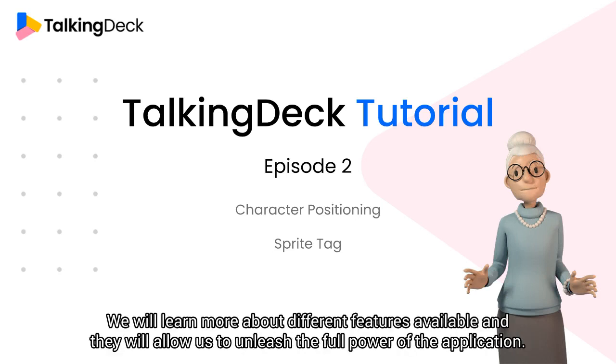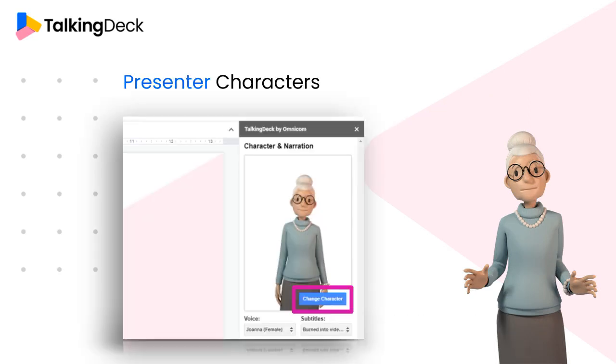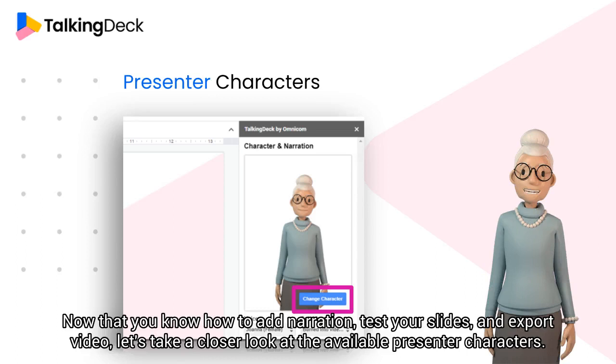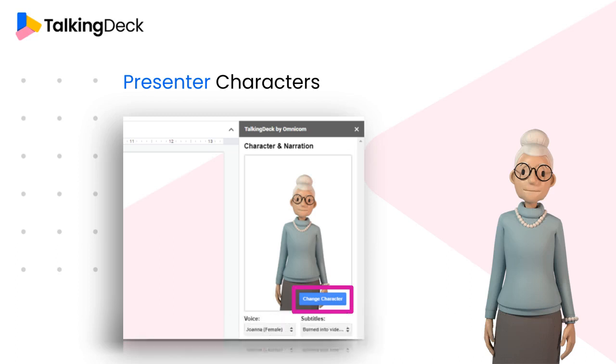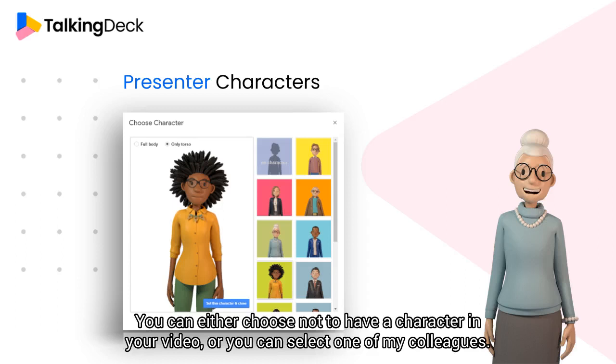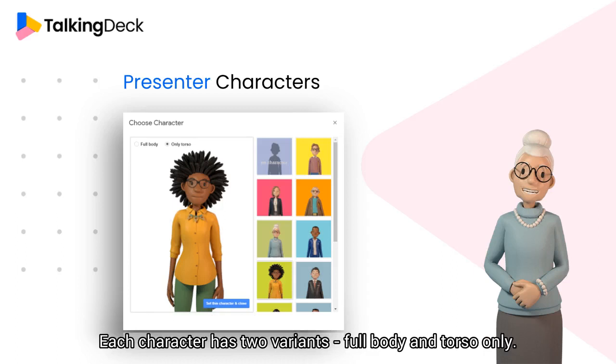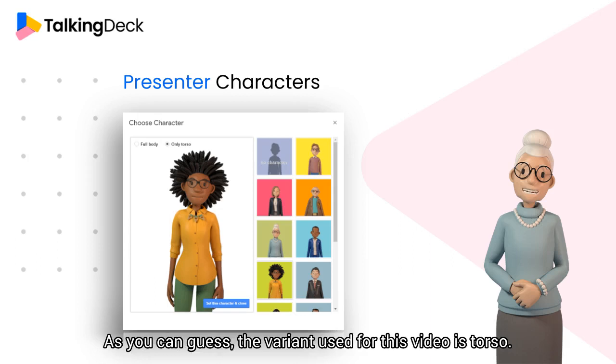We will learn more about different features available, and they will allow us to unleash the full power of the application. Now that you know how to add narration, test your slides, and export video, let's take a closer look at the available presenter characters. As you have seen, if you click the Change Character button, a selection dialog will pop up. You can either choose not to have a character in your video, or you can select one of my colleagues. Each character has two variants, full body and torso only. As you can guess, the variant used for this video is torso.